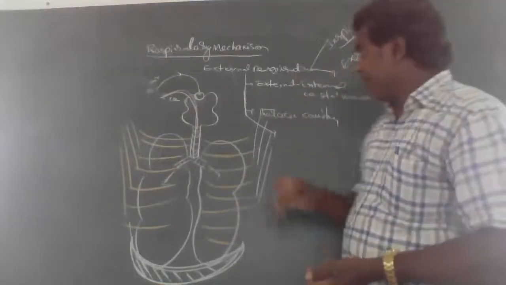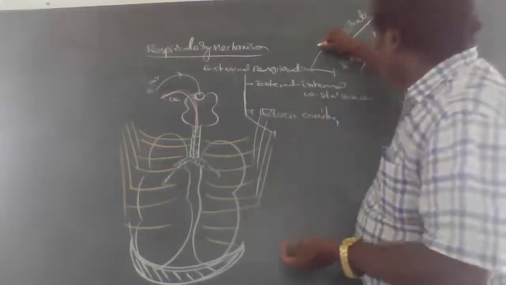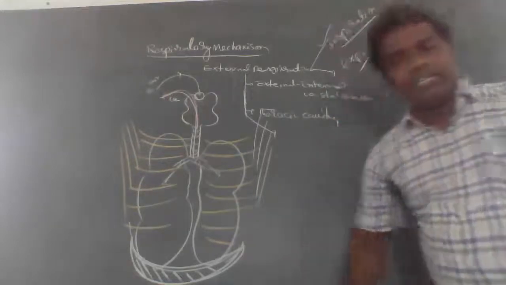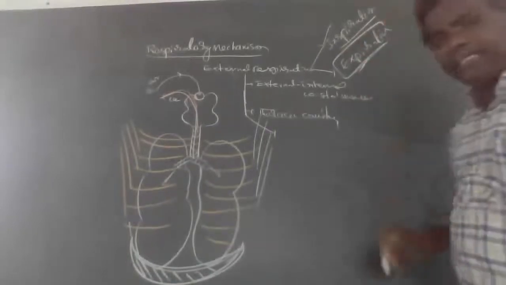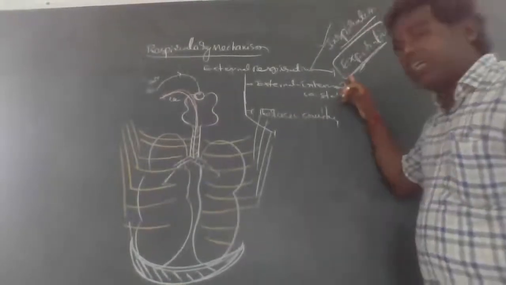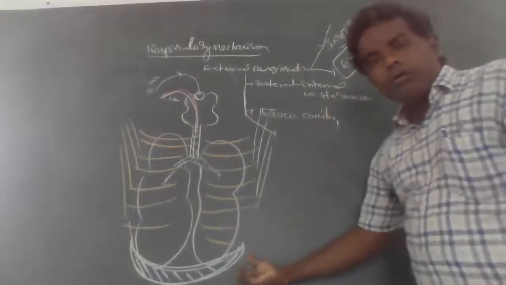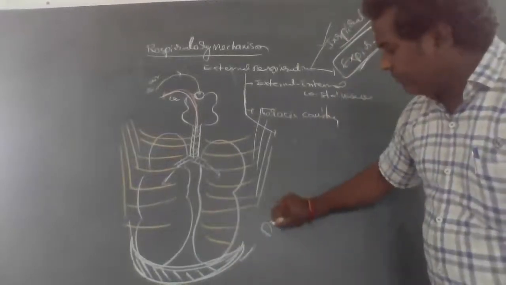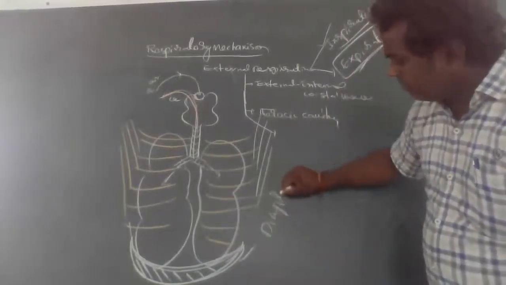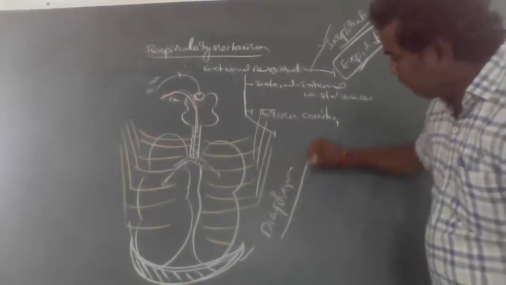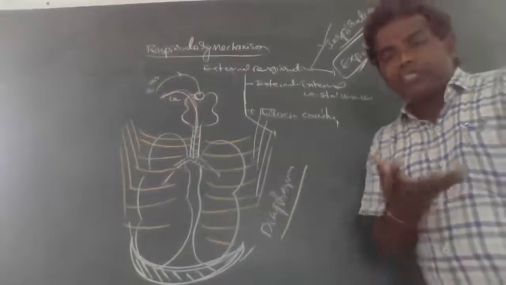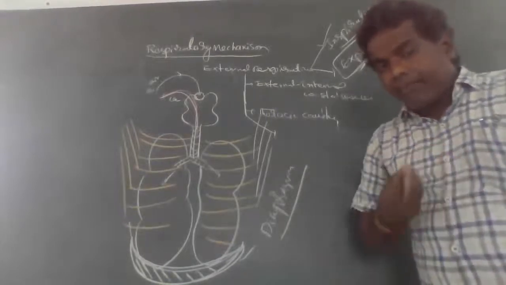Next, expiration. Expiration mechanism. Come on, tell me. Inspiration is completed. Now, what is expiration? I already told you. Now, the diaphragm. This is the diaphragm. This diaphragm is relaxed.